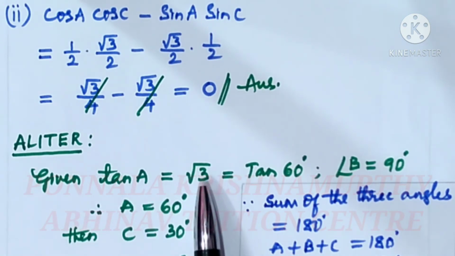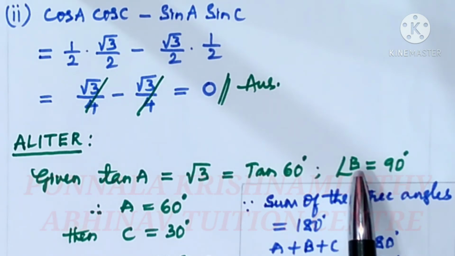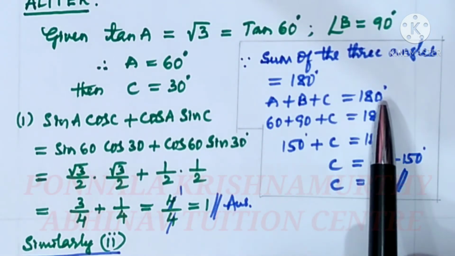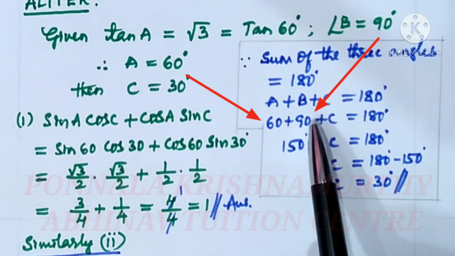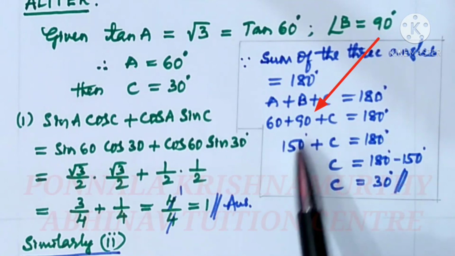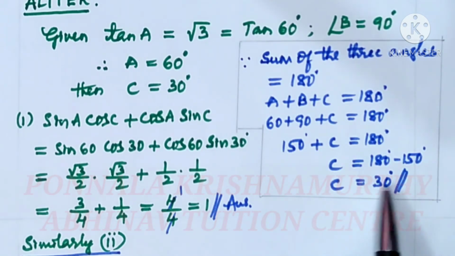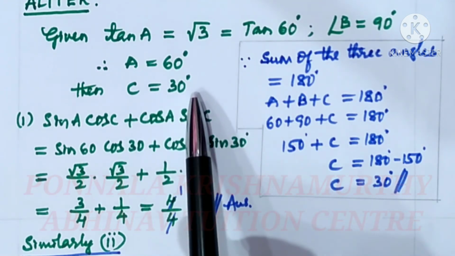Given tan A equal to root 3, that is nothing but tan 60. And B is right angle triangle, so angle B is 90 degrees. A is equal to 60 degrees. Sum of the three angles is equal to 180. So A plus B plus C equal to 180. A is 60 plus B is 90 plus C equal to 180. 150 plus C equal to 180. C equal to 180 minus 150, that is 30. C equal to 30. So we have taken C equal to 30 here.